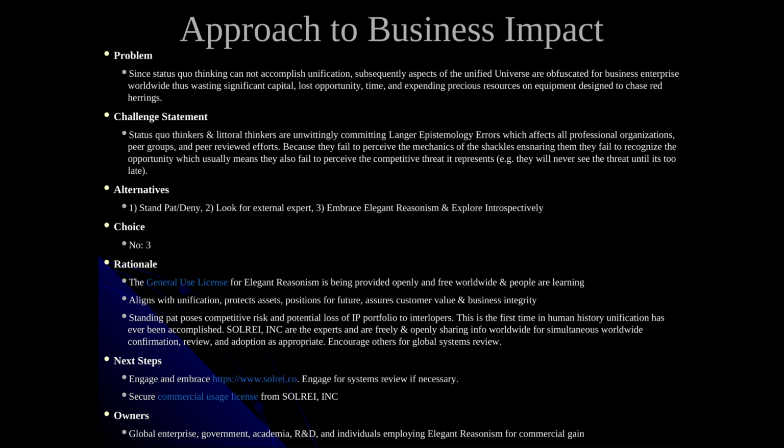So this is our framework, the approach to business impact. It's the problem, the challenge statement, the different alternatives, the choice that you make, the rationale for that choice, and then next steps, and then whoever the owners are. The way we typically do this is that we allow a single sentence that states what the problem is, and then 2 sentences for the challenges associated with that problem.